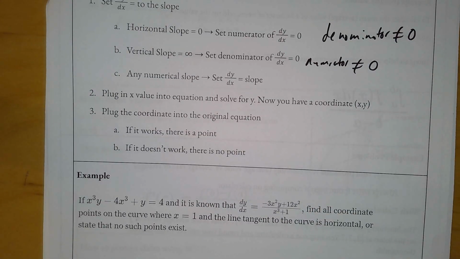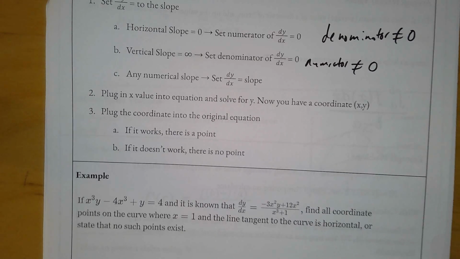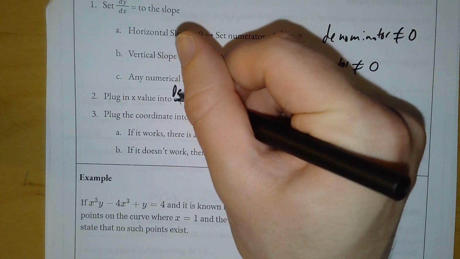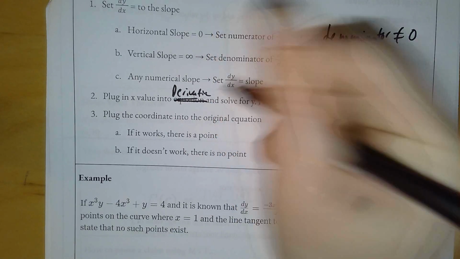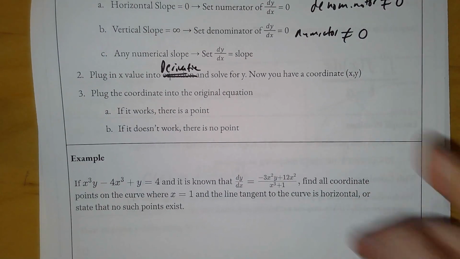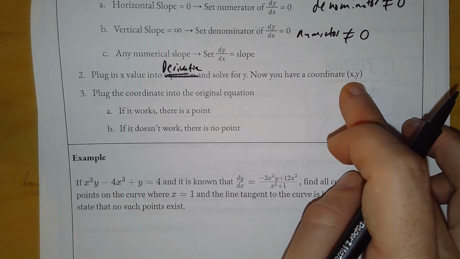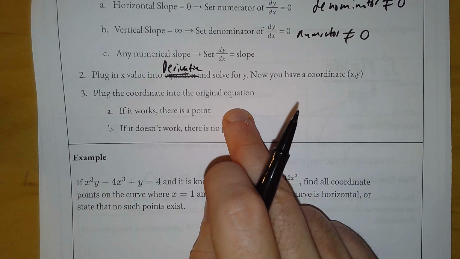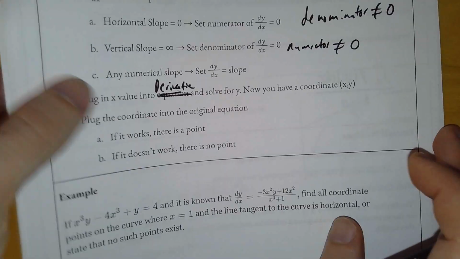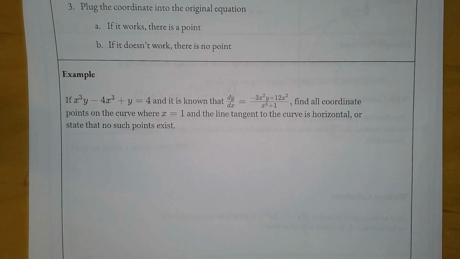You plug in the x value into the derivative. Just make sure that equation, this is the derivative. That should be more specific. Then you get your coordinate. Then you plug that combination into the original equation. And if it works, there is a point. If it doesn't work, there's no point. So let me show you an example of that.